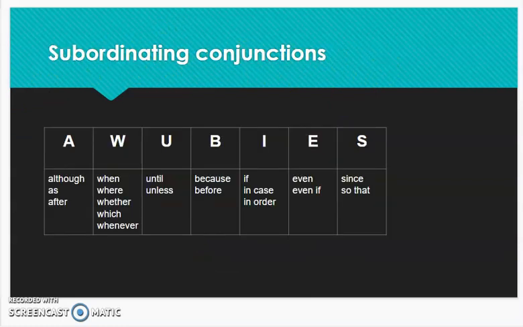So this is a short list of subordinating conjunctions. Remember that we call them awoobies. You have a complete list in your journal, and if you don't have your journal, it's okay. Just go to Google and search for subordinating conjunctions, and you're going to get the complete list. The ones that I have here in this video are the ones that we use the most in sentences.